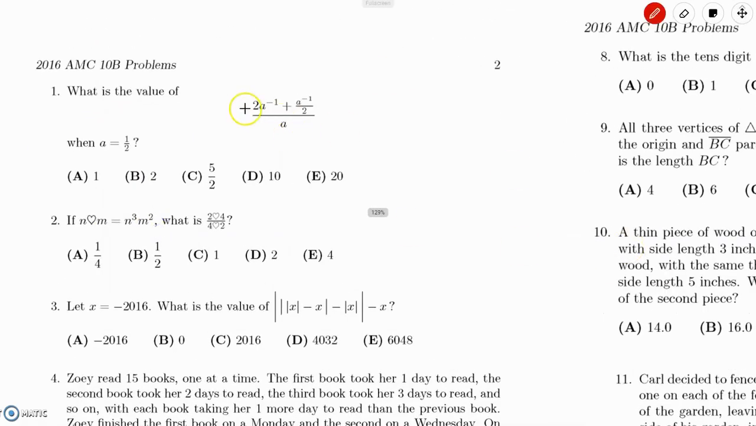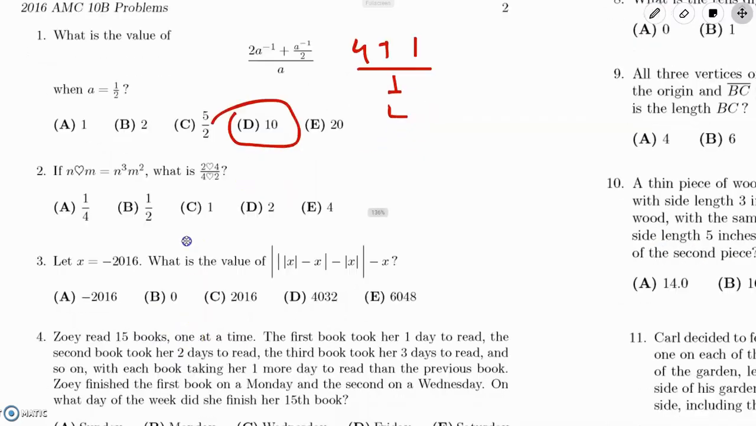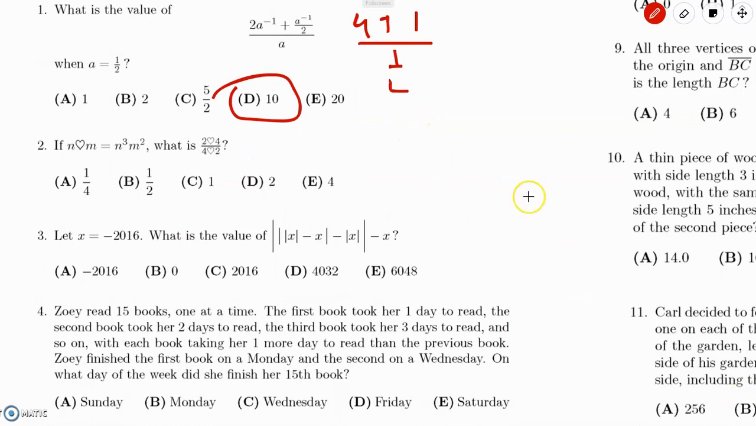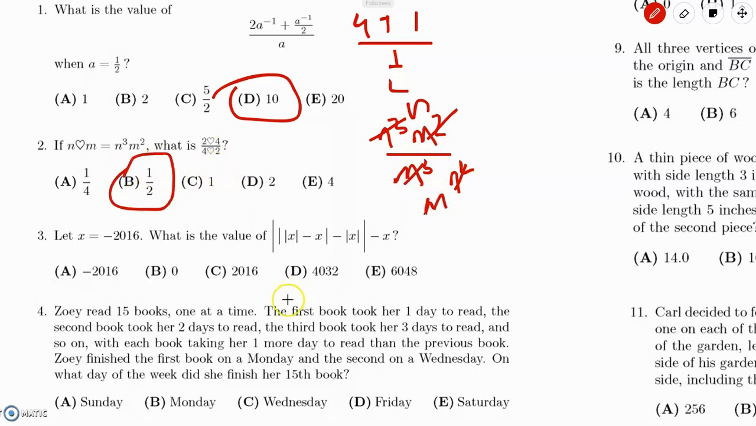Number 1, what is the value of 2a to the negative 1 plus a to the negative 1 over 2 over a when a equals 1/2? Well, 2 to the negative 1 equals 2 times 2 equals 4, plus 2 over 2 is 1 over 1/2 is equal to 10. Number 2, if n heart m equals n cubed m squared, what is 2 heart 4 over 4 heart 2? Well, n heart m over m heart n is essentially what we want. This is n cubed m squared over m cubed n squared. That simplifies to n over m, so 2 over 4 is equal to 1/2.